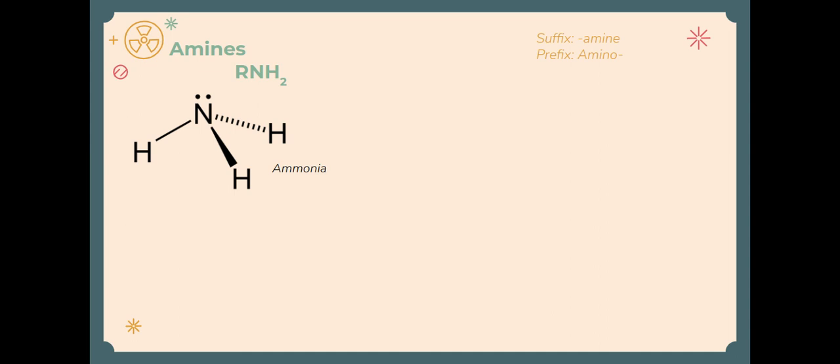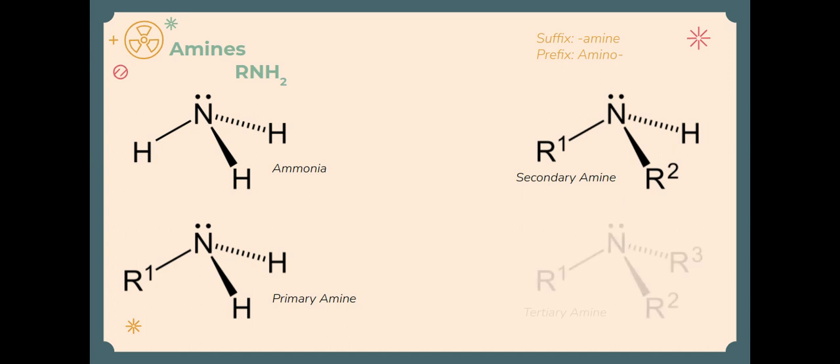Amines are a functional group derived from ammonia that contain a single nitrogen atom with a single lone pair of electrons and 3 substituents linked by sigma bonds that can act as bases. Amines can be primary, secondary, or tertiary.